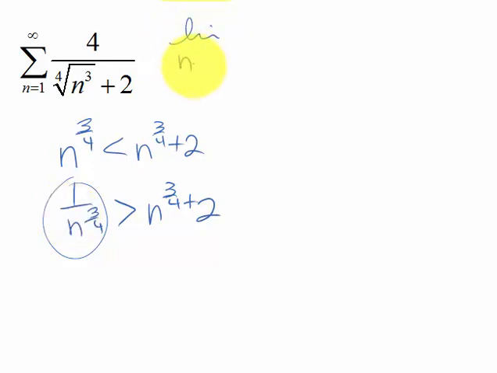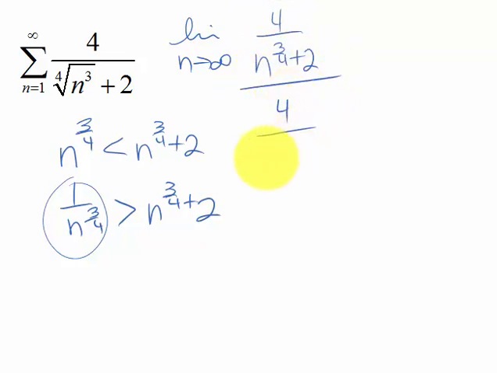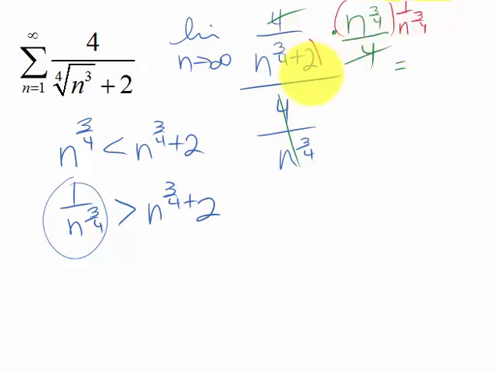So I'm going to take the limit as n goes to infinity of 4 over n to the 3/4 plus 2, and I'm going to compare that to, and I'm going to do it with the 4. I could have just done it 1 over n to the 3/4, but I know that if a p-series diverges, then 4 times the p-series diverges as well, and so I decided to put the 4 in there so that when I flip this over, I have n to the 3/4 over 4, and I could cancel the 4's. And then in order to evaluate this limit, I'm going to multiply numerator and denominator by 1 over n to the 3/4.